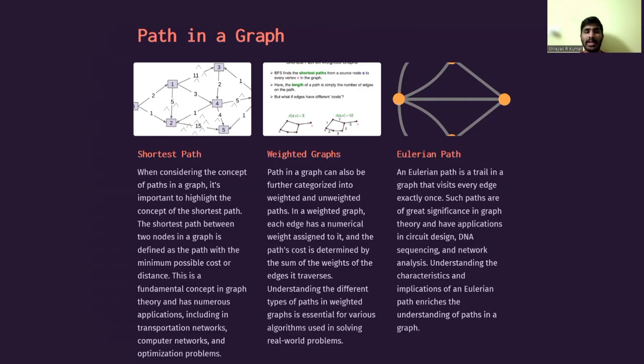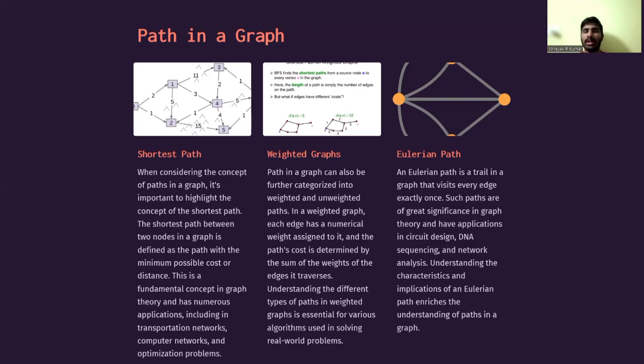Weighted graphs. Paths in a graph can also be further categorized into weighted and unweighted paths. In a weighted graph, each edge has a numerical weight assigned to it, and the path's cost is determined by the sum of the weights of the edges it traverses. Understanding the different types of paths in weighted graphs is essential for various algorithms used in real-world problems.